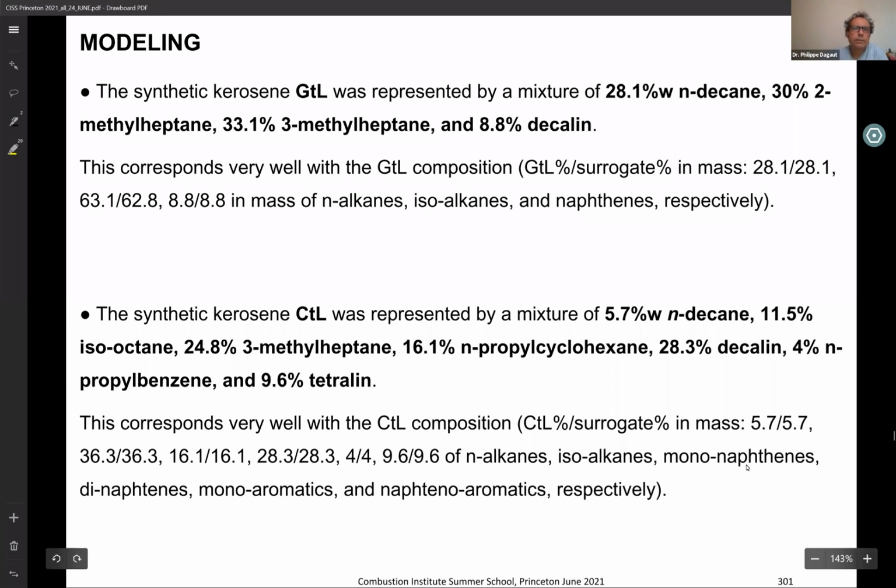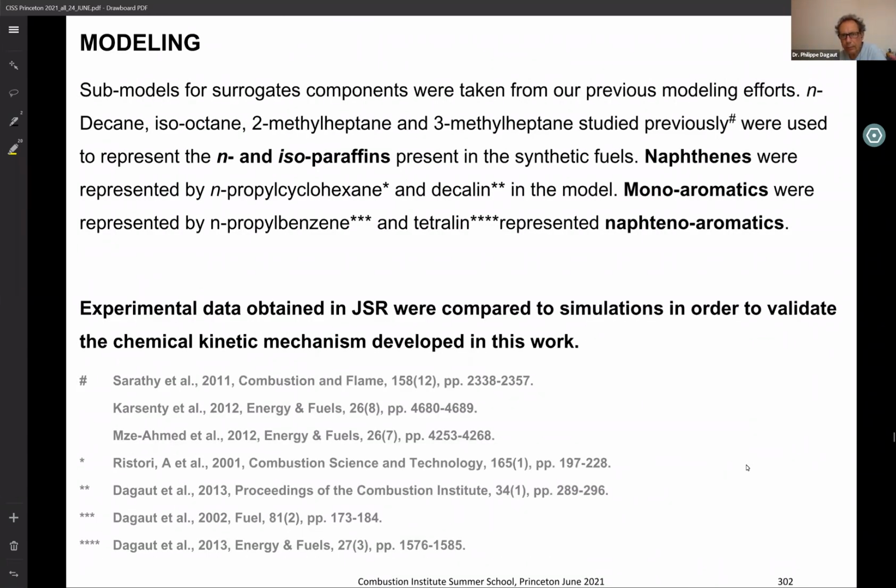All right. So the submodels for surrogate components were taken from our previous modeling effort for normal decane, isooctane, 2-methyl-heptane, 3-methyl-heptane. And these hydrocarbons represented the normal and isoparaffins present in the synthetic fuel. Naphthenes were represented by propylcyclohexane and decalin, monoaromatics were represented by n-propylbenzene, and tetralin represented the naphthenoaromatics. And the experimental data were compared to simulations in order to validate the kinetic scheme.